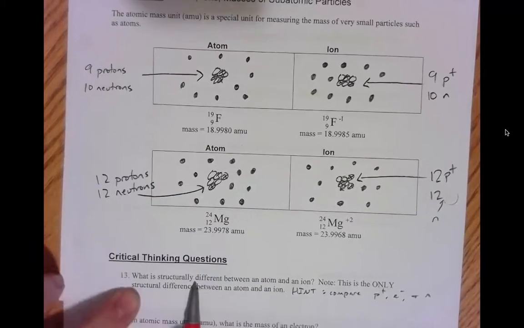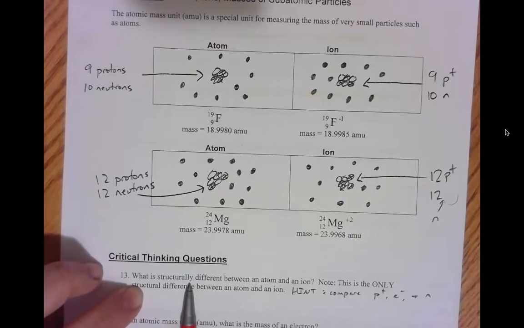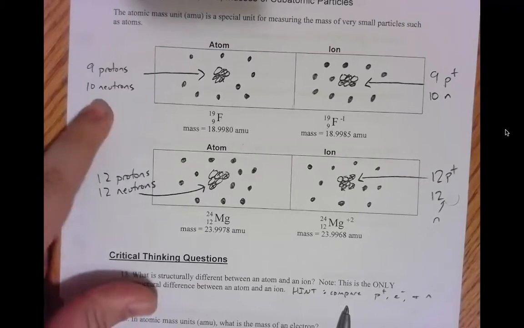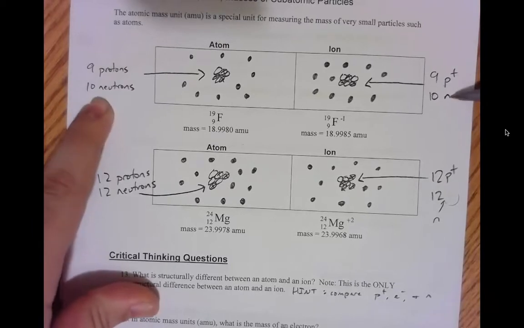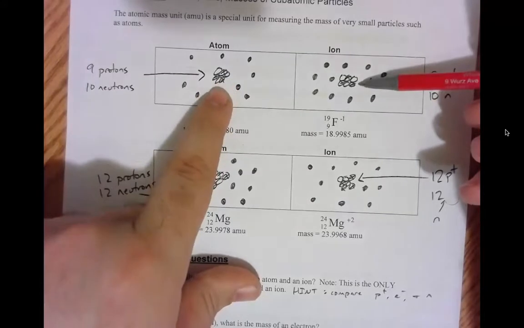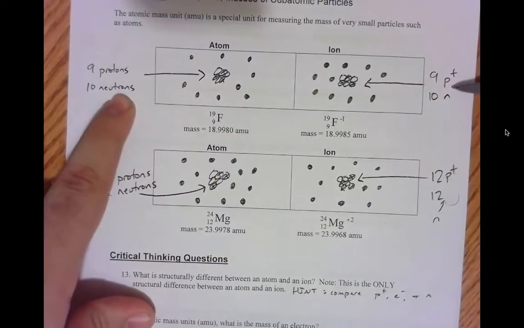So, question 13. For question 13, we need to figure out what is structurally different between an atom and an ion. This is the only difference. And like always, we are going to compare the protons, the electrons, and the neutrons. As you are starting to see, this packet is all about the protons, neutrons, and electrons, the subatomic particles. Again, I labeled it. I didn't draw them all in because it gets messy, but just so everyone knows, the nucleus has 9 protons and 9 neutrons.